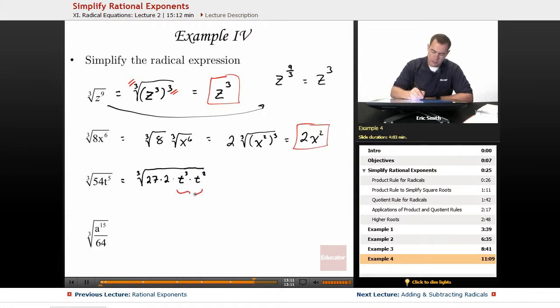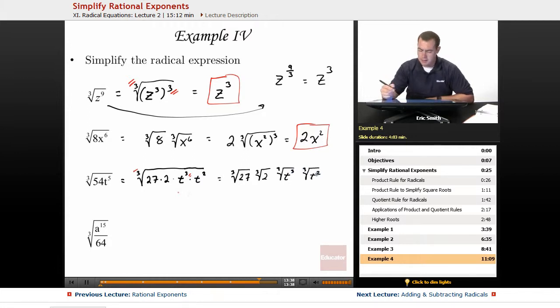Notice here I'm really thinking of my product rule for exponents, how I'd have to add those exponents together in order to get 5. I've split them up in just this way so that I would have one of them that is cubed. Alright, so then we could take the cube root of everything in here. So the cube root of 27, the cube root of 2, the cube root of t cubed, and the cube root of t squared.